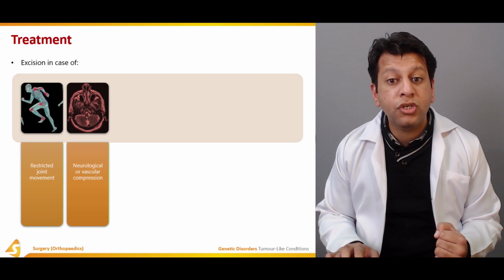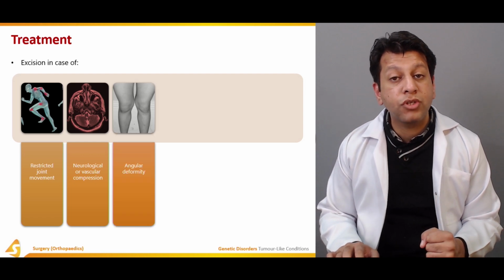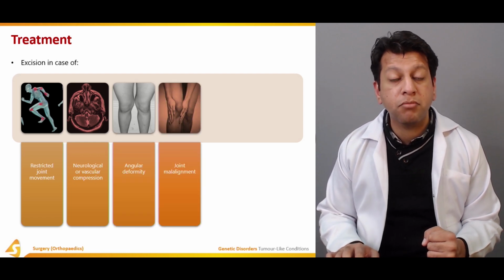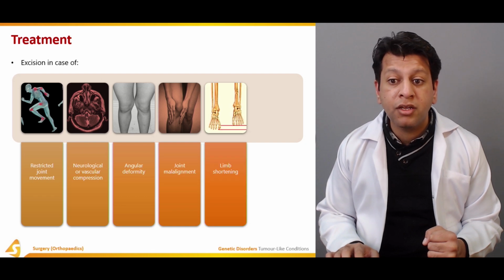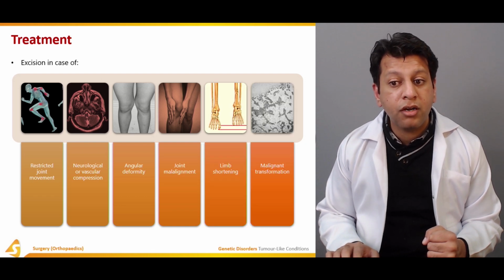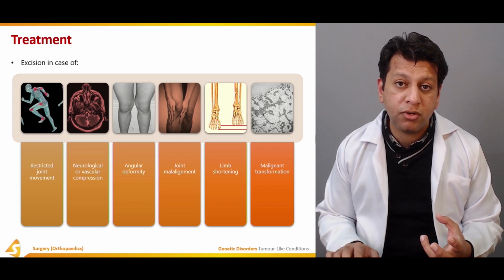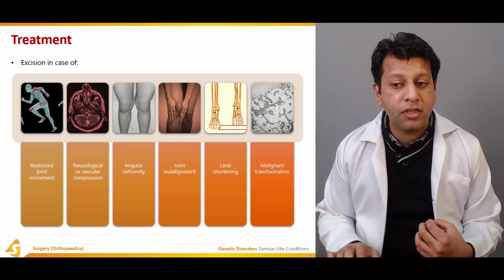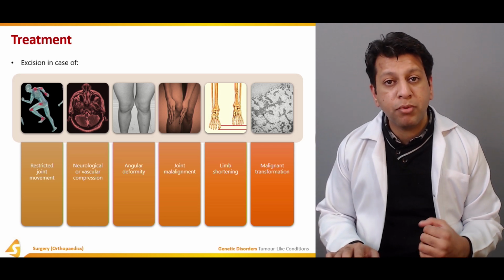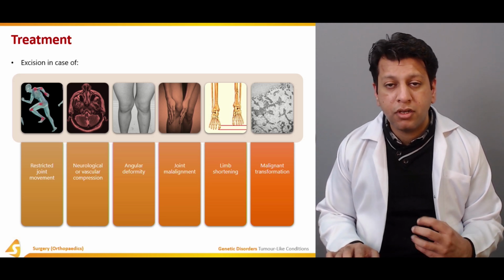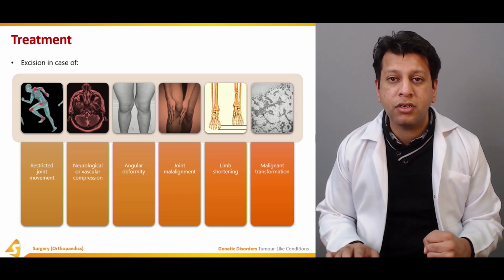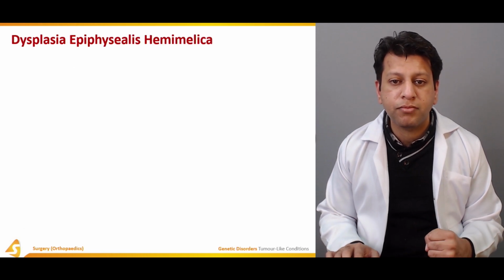It may be causing neurological or vascular compression, an angular deformity at the knee, a joint malalignment, limb shortening, or malignant transformation. If we suspect that it has transformed into a malignant structure, then we may have to get an open biopsy and send it for histopathology examination.